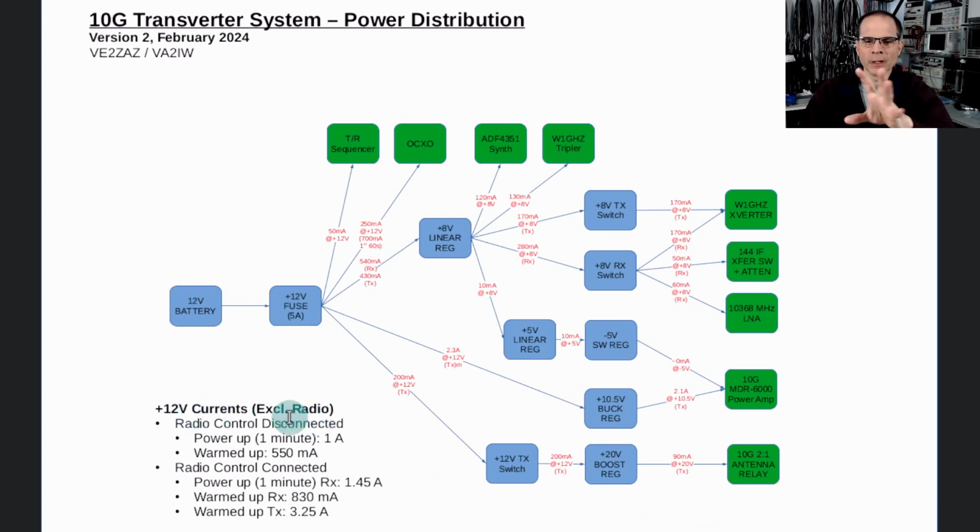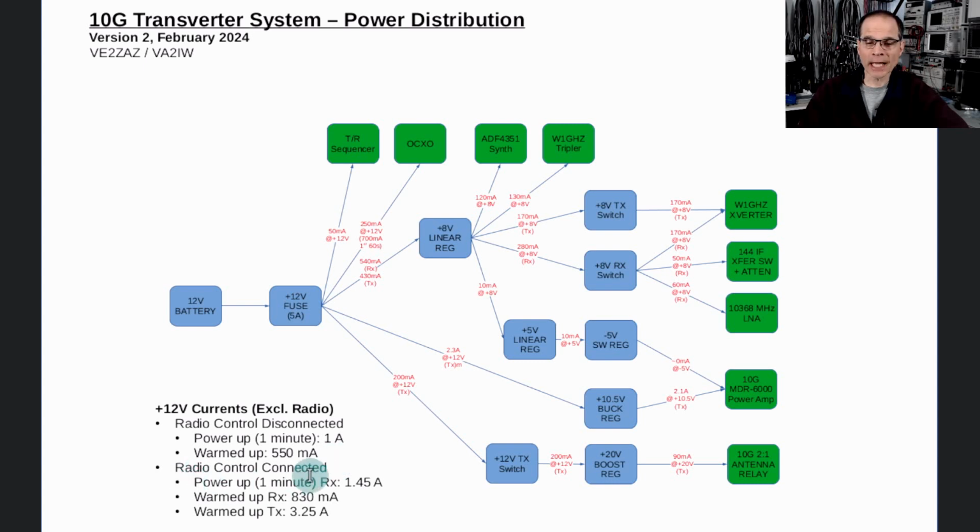Now, in terms of current consumption on the 12 volts, if we take all these currents, considering some are switching, some are linear regulators, we come up with, when the radio is disconnected but the system is powered on, for the first minute or so, it will be 1 amp, and it's basically these circuits that are on, and the OCXO that draws a lot of current to heat up its temperature chamber. But after a minute or two, the chamber is heated up, mostly, and the current falls down to 550 milliamps.